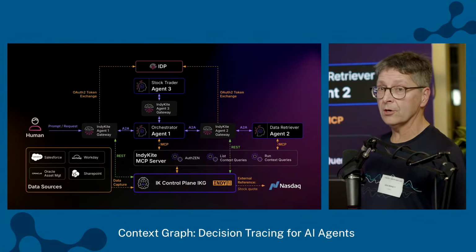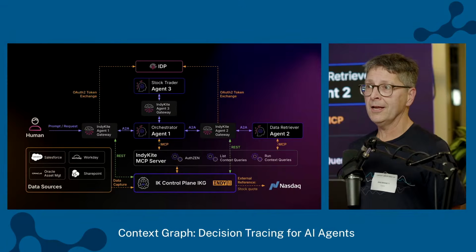Both these tokens go into the IDP, and it says, okay, now I'm going to grant and mint a new token where the calling human is the subject of that token, and the agent is now the actor of that token. So the actor is going to act on behalf of the calling human.